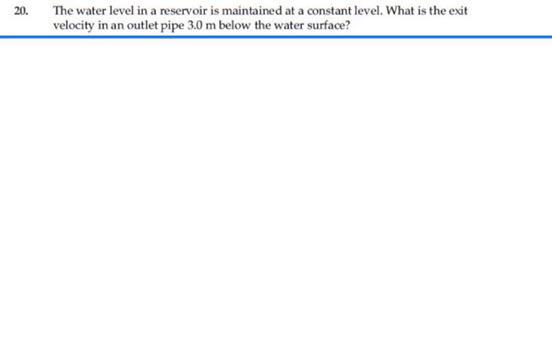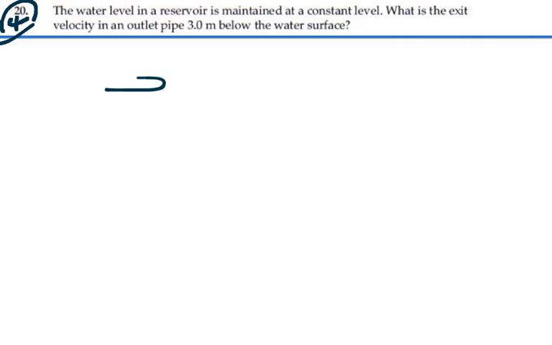Here's problem 1420. The water level in the reservoir is maintained at a constant level. What is the exit velocity of an outlet pipe 3 meters below the water surface?